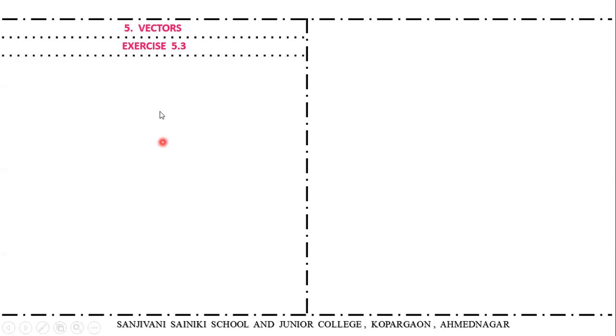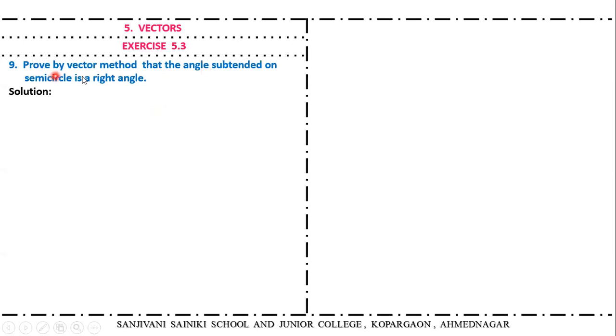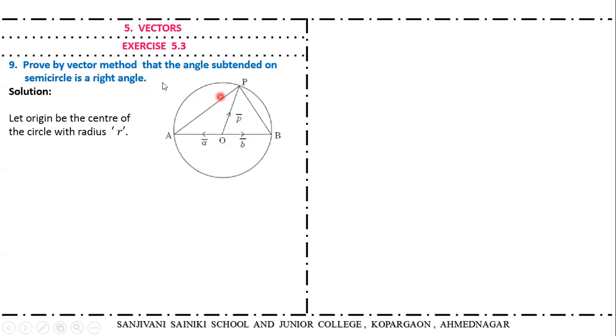The next example is: prove by vector method that the angle subtended on a semicircle is a right angle. This theorem you have already proved in 10th standard. Let the origin be the center of the circle and its radius is r. O is the center and this is r, the radius of the circle. Let A and B be the endpoints of the diameter of the circle.